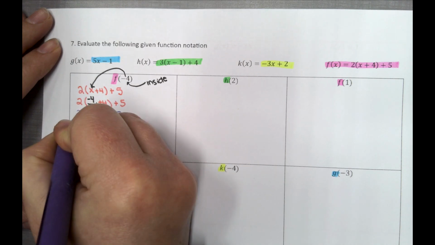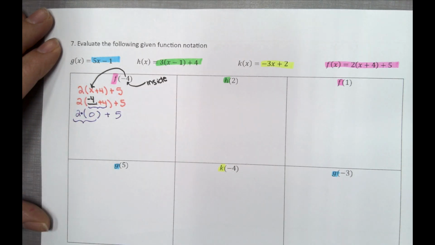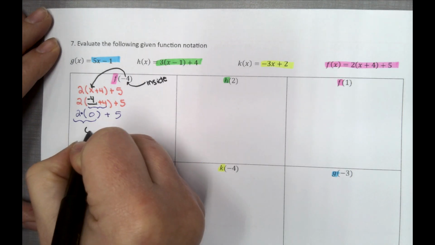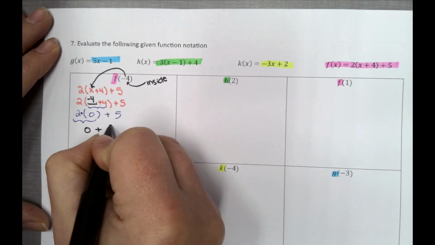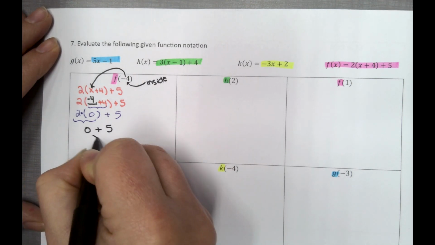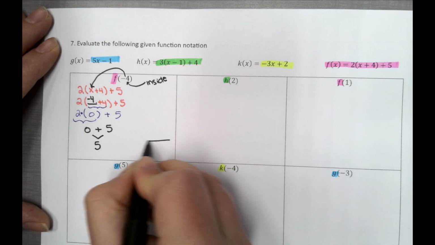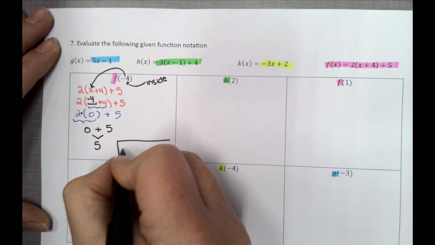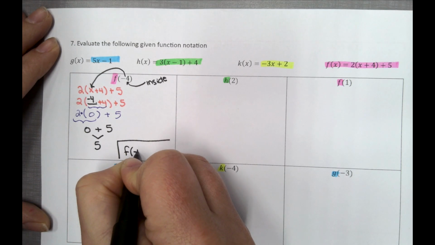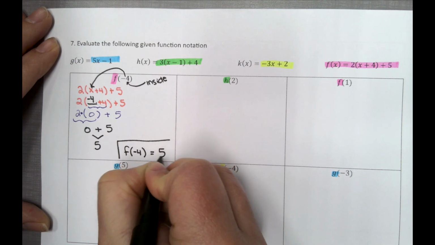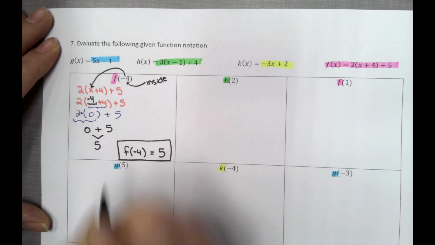This is now again order of operations. We are going to multiply this. 2 times 0 is 0. Bring down your plus 5, which gives us 5. This is not our answer. We have to write our answer in function notation. So we have f of negative 4 is equal to 5 is our answer.